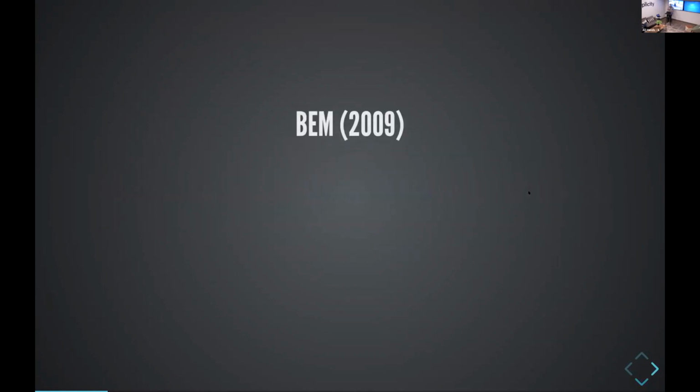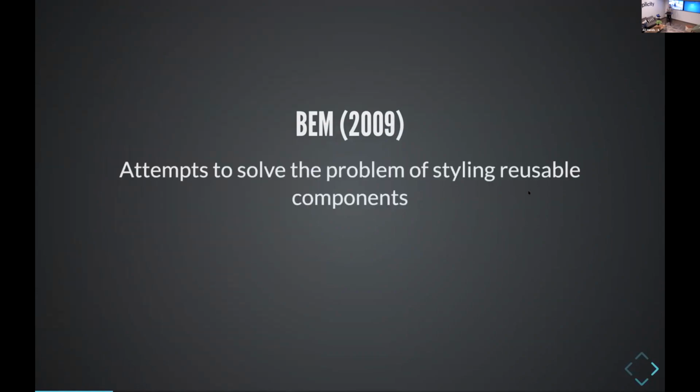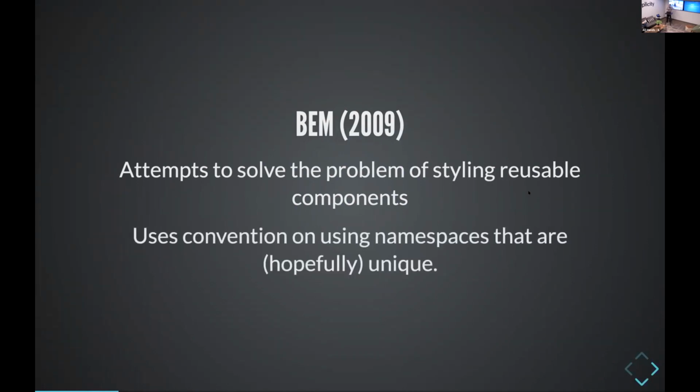But as web applications begin to grow even more, we get class name clashes, where we start to get a componentized approach to web development. We start to have the issue of maybe our sidebar has a header, maybe our main content has a header. Those classes will clash. So this invents a convention of using namespaces that are hopefully unique.